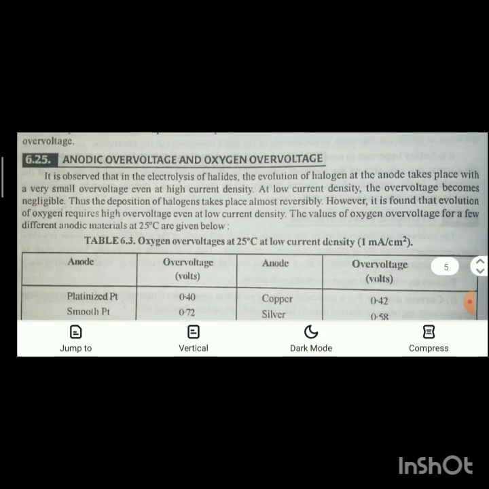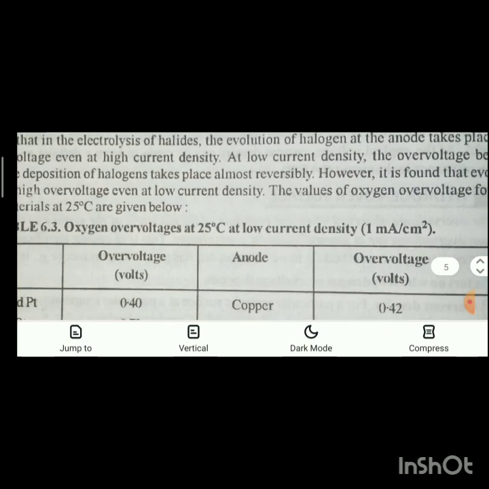Anodic overvoltage and oxygen overvoltage. It is observed that in the electrolysis of halides, the evolution of halogen at the anode takes place with a very small overvoltage, even at high current density. At low current density, the overvoltage becomes negligible. Thus, the deposition of halogen takes place almost reversibly.